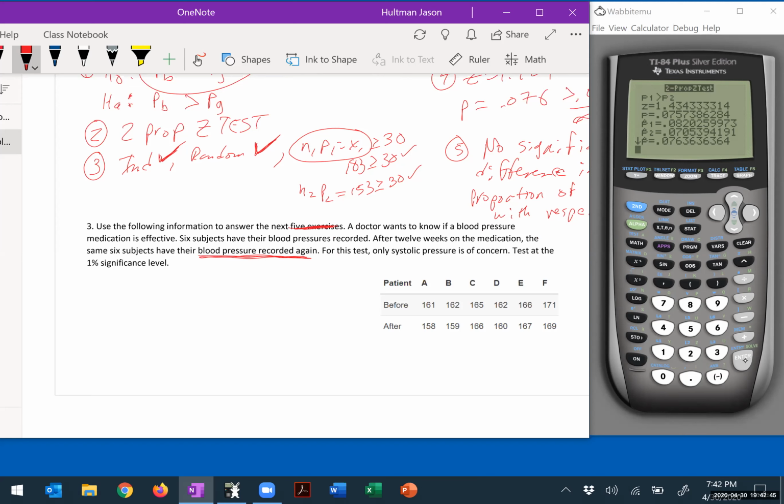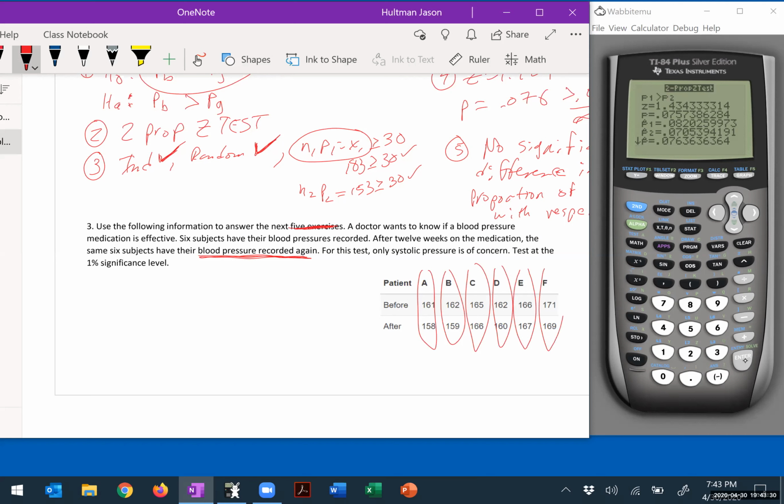Do I care about pairing the data or not? Do I want to compare patient A before to patient A after, or do I really not care about which patient is which? Well, I want to compare apples to apples, and patient A could have abnormally high blood pressure before, and I do not want to compare that to somebody who has abnormally low blood pressure. These are pretty high blood pressures, man. Anyway, so we want to pair the data.